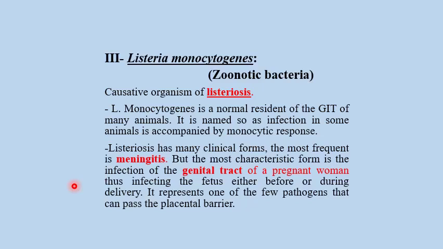This organism can be transmitted to her fetus while still in her uterus, because it's one of the few pathogens that can pass the placental barrier. But it can also infect the baby during delivery through the birth canal. He can get the infection from his mother. So this is very characteristic. This is very specific to this microbe.